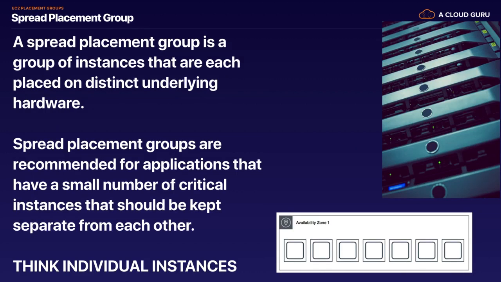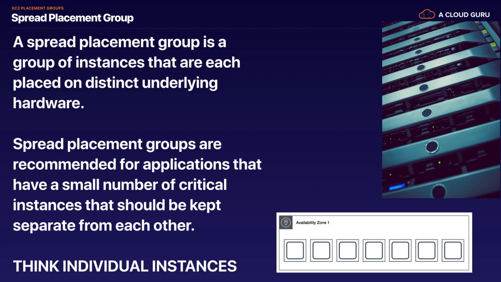We then have our spread placement group, and this is basically the opposite idea. It's a group of instances that are each placed on distinct underlying hardware. So these will be on separate racks with separate network inputs as well as separate power requirements. So if you have one rack that fails, it's only going to affect that one EC2 instance. Spread placement groups are recommended for applications that have a small number of critical instances that should be kept separate from each other. And you can have spread placement groups inside different availability zones within one region.